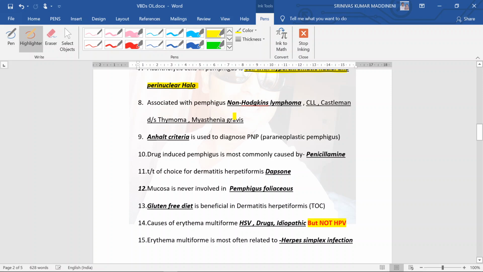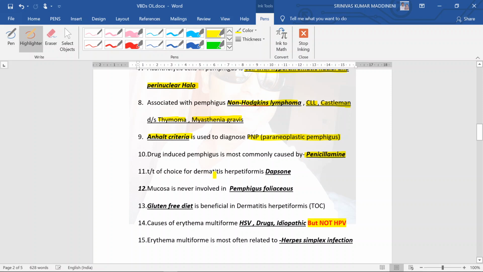Coming to associations with pemphigus, the most common association is NHL, non-Hodgkin's lymphoma, followed by chronic lymphoid leukemia, followed by Castleman's disease, thymoma, and myasthenia gravis. Paraneoplastic pemphigus is an important concept. Here, Anhalt criteria is used for the diagnosis. Drug-induced pemphigus is most commonly caused by penicillamine.